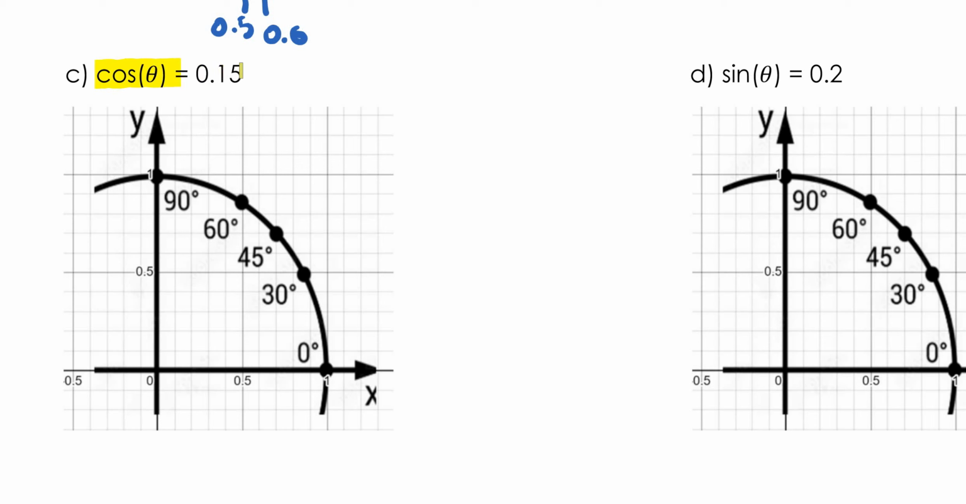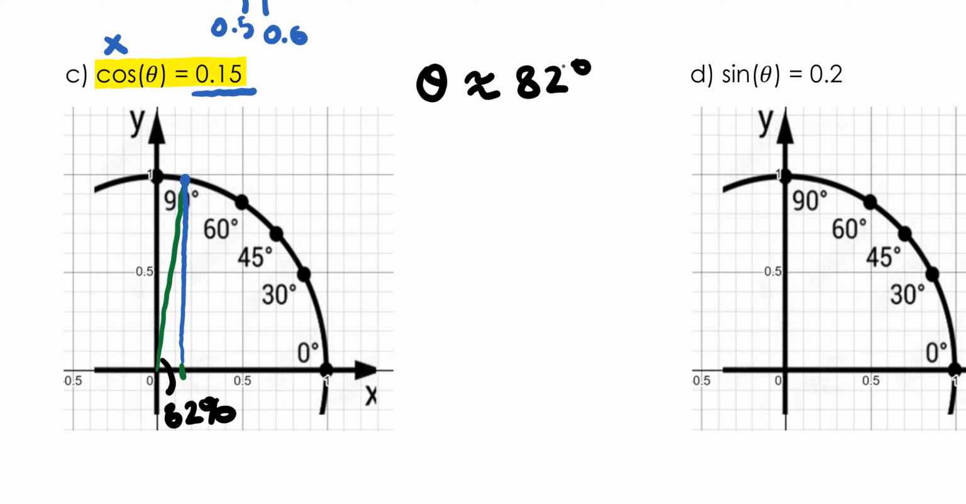Now I have cos theta equals 0.15. So we know cos represents the x-coordinates, and we want 0.15. So we know this is going to be at 0.1. So I guess halfway here is going to be 0.5. So let's just go straight up here. Very high. So the angle that's created is actually very big, right? So it's a very steep angle. I'm going to say this angle is roughly 82 degrees. So maybe my estimate is roughly 82 degrees.